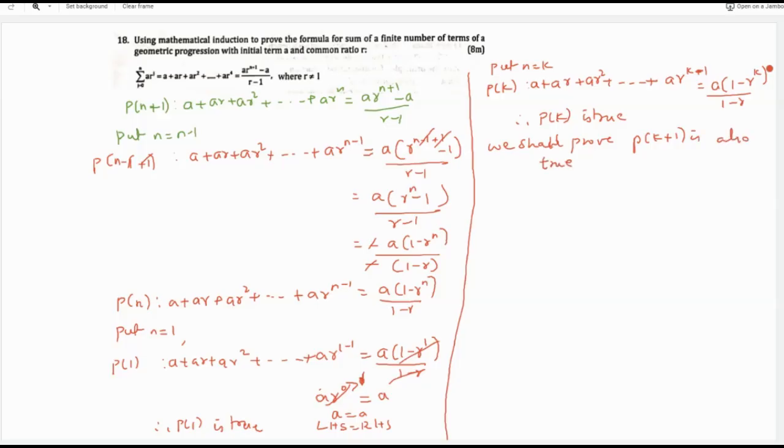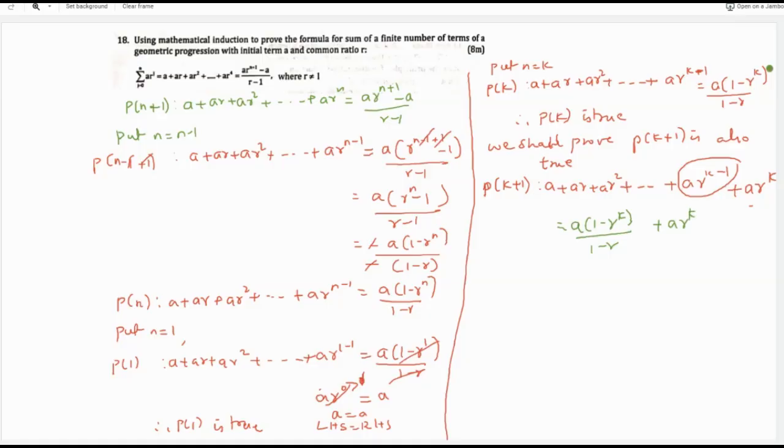So let me take n equals k plus 1. So P of k plus 1 will be a plus ar plus ar square, and so on till ar to the power k minus 1. We have to add the next term of this, that will be ar to the power k. So whatever I am adding here, the same term should be added to the LHS, that will be a into 1 minus r power k divided by 1 minus r plus ar power k.